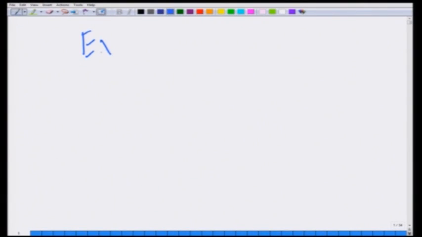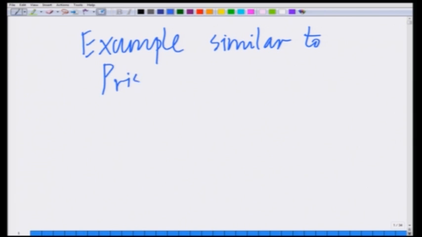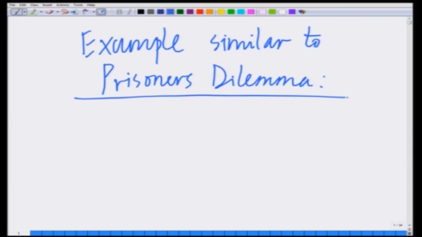Let us look at another example similar to the prisoner's dilemma. Let us try to understand a real life application of the prisoner's dilemma by looking at a simple example of a market. We have already looked at this game before: there are two competing firms, or two competing stores, or two competing chains of stores, for instance.